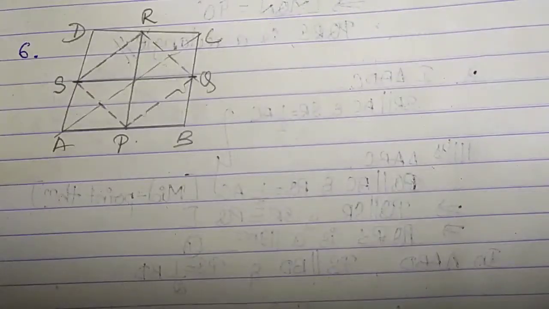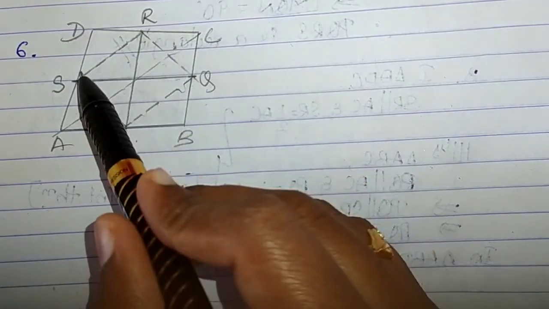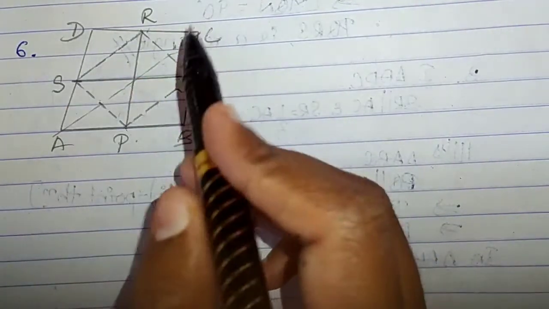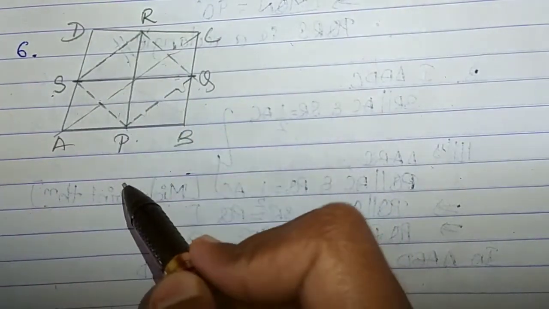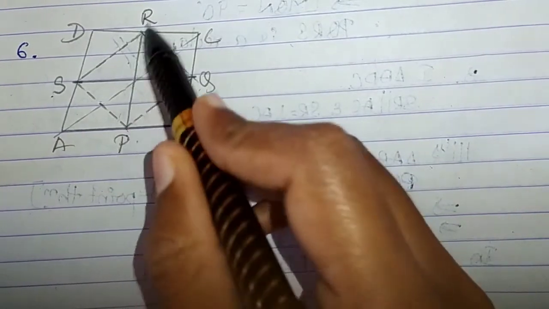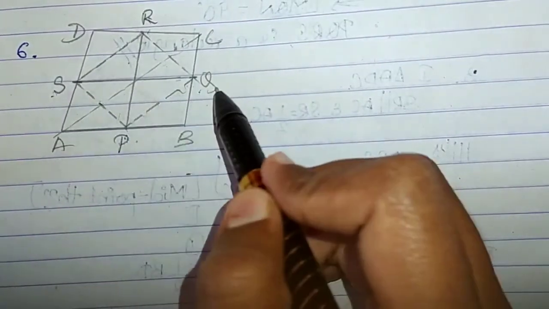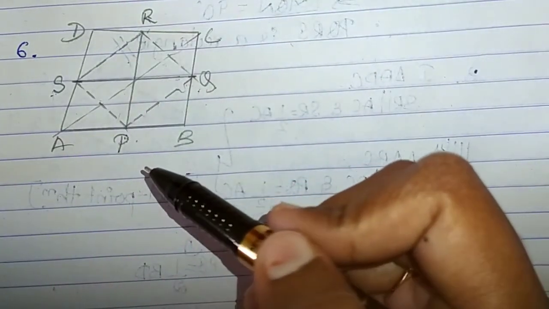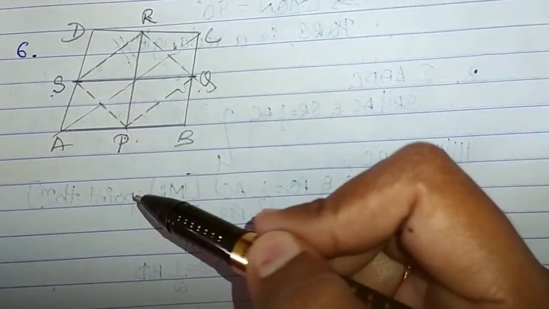In the fifth question, I am leaving it to you as your homework. In the sixth question, show that the line segments joining the midpoints of the opposite sides of a quadrilateral bisect each other. Here ABCD is some quadrilateral, and P, Q, R and S are the midpoints of the respective sides. P and R are midpoints of opposite sides. Similarly S and Q are midpoints of opposite sides. So PR and SQ are the line segments which we have to show bisect each other. That means we have to show that they cut each other in two equal parts.